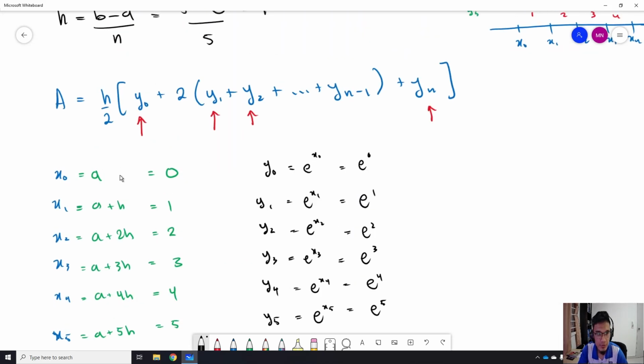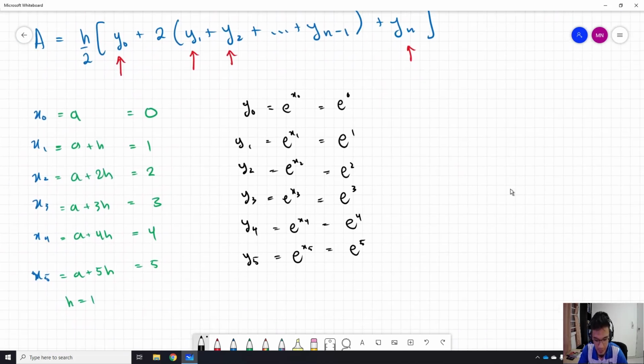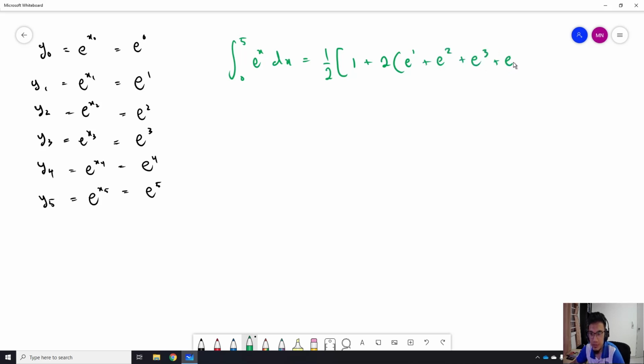Then we substitute the values into our equation, and that will be the integration of 5 to 0 of e to the power of x dx is equal to 1 over 2, the formula, 1 plus 2 e to the power of 1 plus e to the power of 2 plus e to the power of 3 plus e to the power of 4 plus e to the power of 5. Why we have 1 over here is because e to the power of 0 is 1.